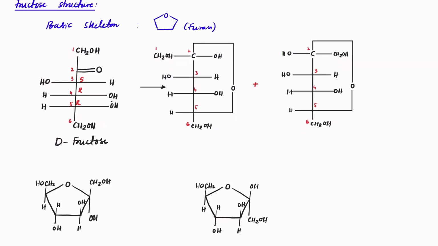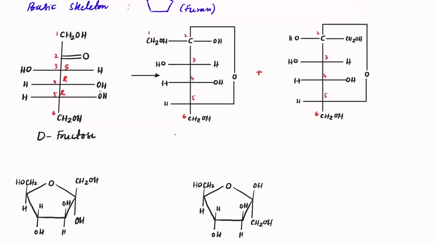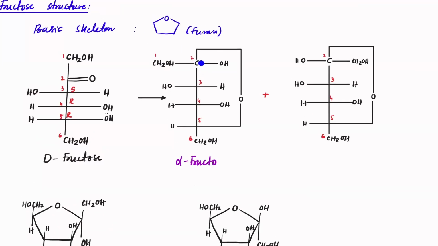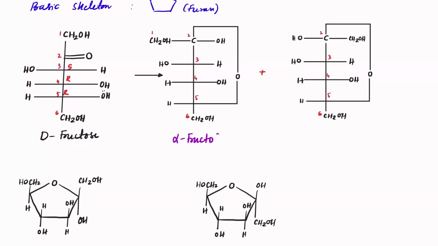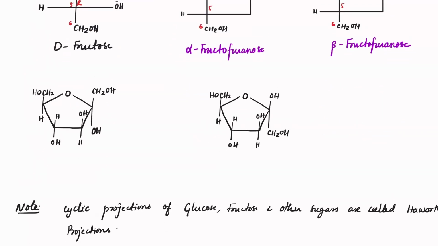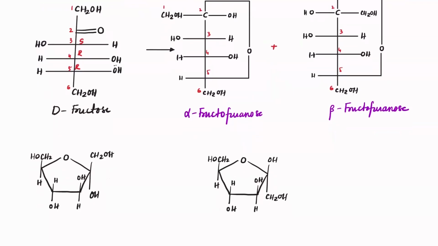If the OH is on the right hand side in the Fischer projection, typically we call it alpha fructose. And the 5-membered ring, 1, 2, 3, 4, 5, is forming a 5-membered ring. A 5-membered ring is a derivative of the furan structure. This is furan. That's why the cyclic structures are termed fructofuranose. So it is alpha fructofuranose. If on the Fischer projection the OH is on the left hand side, it is beta fructofuranose. So these two are the alpha and beta existence of fructose.